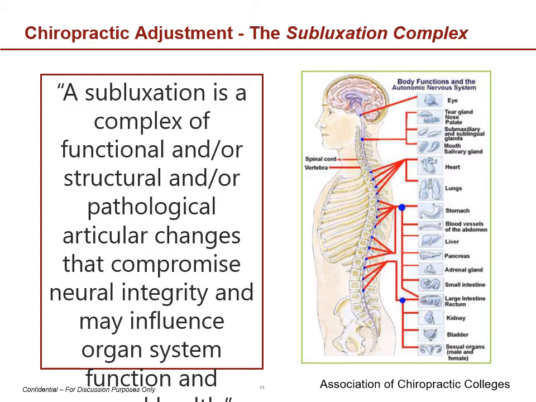Specifically, a chiropractic adjustment follows the philosophy of the subluxation complex. According to the Association of Chiropractic Colleges, it defines this subluxation complex as follows. A subluxation is a complex of functional and/or structural and/or pathological articular changes that compromise neural integrity and may influence organ system function and general health. Basically, the Chiropractic Association is stating that a subluxation affects all systems of the body in a sense.